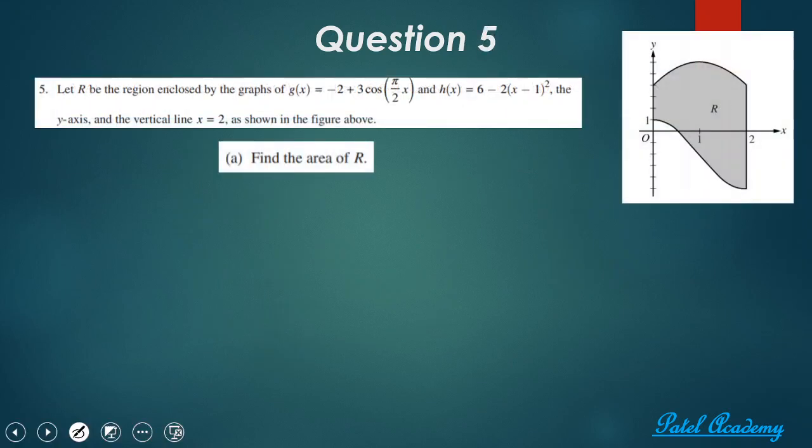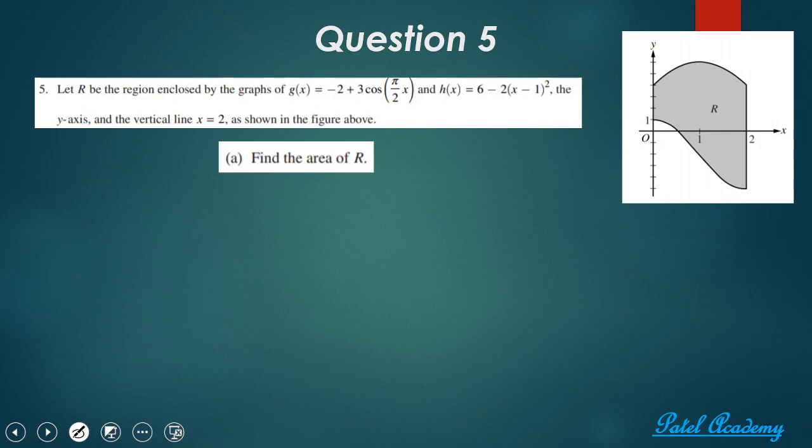Question number 5. I see area. This is probably the hardest, I'd say, topic, integration applications, because of how conceptual it has to be in terms of what you put where, which function you put where, especially if it's a region bounded by two different functions. So I see that I have a function g at x equals negative 2 plus 3 cos times pi over 2x, and h at x equals 6 minus 2 times x minus 1 squared.